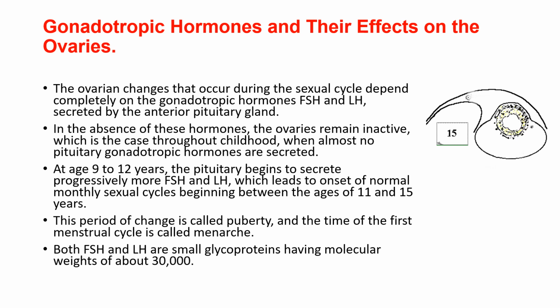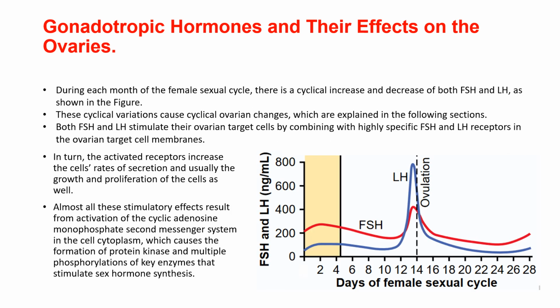Both FSH and LH are small glycoproteins having molecular weights of about 30,000. During each month of the female sexual cycle, there is a cyclical increase and decrease of both FSH and LH, as shown in the figure. These cyclical variations cause cyclical ovarian changes, which are explained in the following sections.